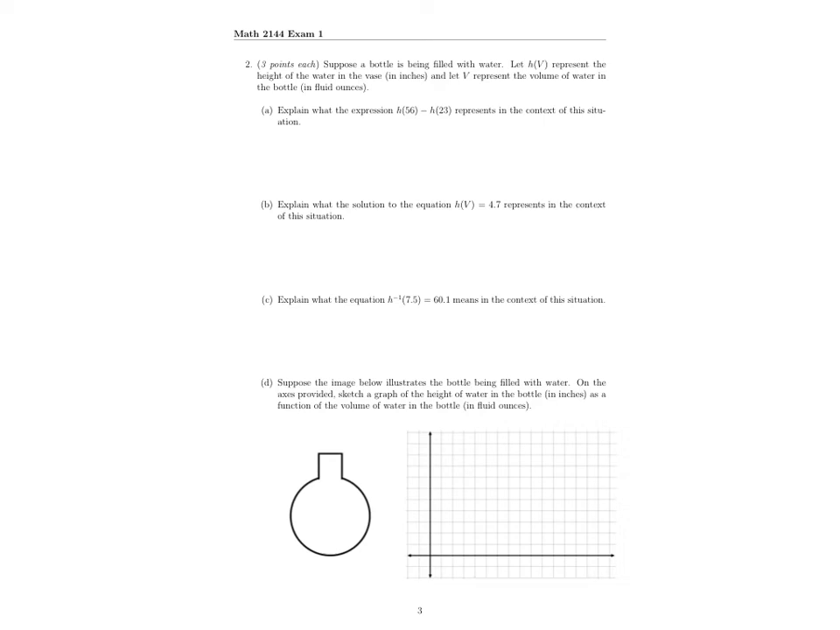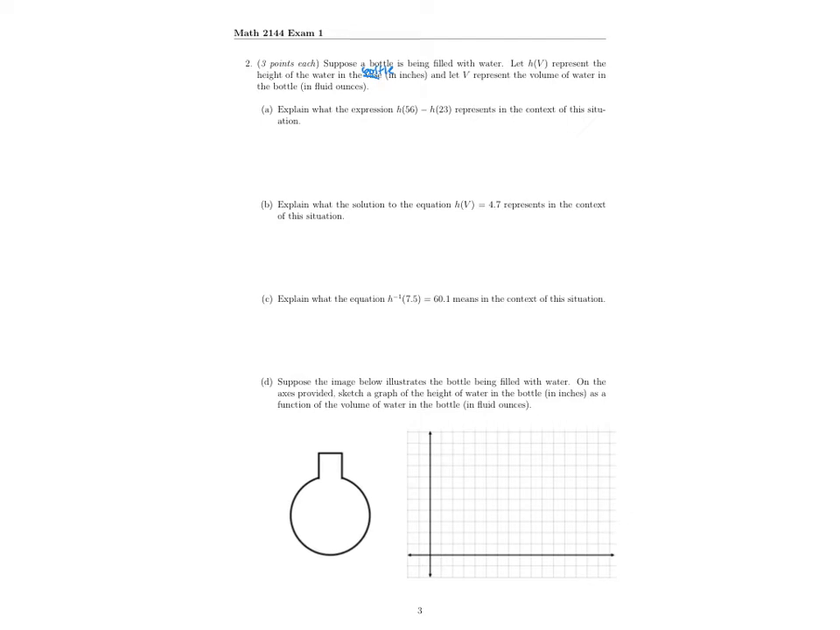So the next problem is talking about a bottle being filled with water. Let h of v represent the height of water in the bottle, in inches, and let v represent the volume of water in the bottle in fluid ounces, okay? Explain what the expression h of 56 minus h of 23 represents in the context.